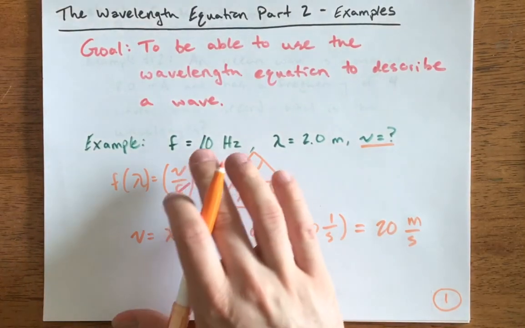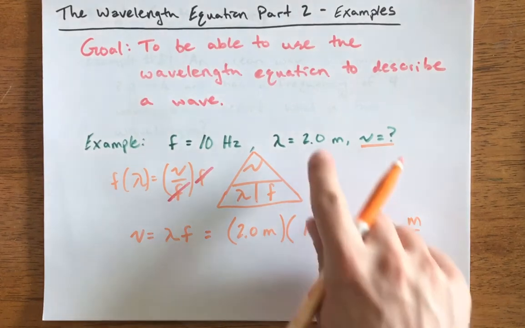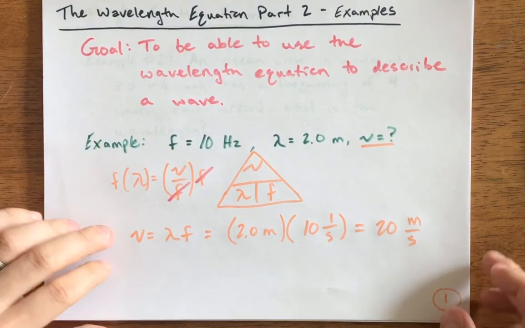So this wave has a frequency of 10 hertz. It will pass by a given point 10 times in a second. It has a wavelength of 2 meters, and therefore it is moving at about 20 meters per second. That's how fast the wave is moving. Let's look at another example.